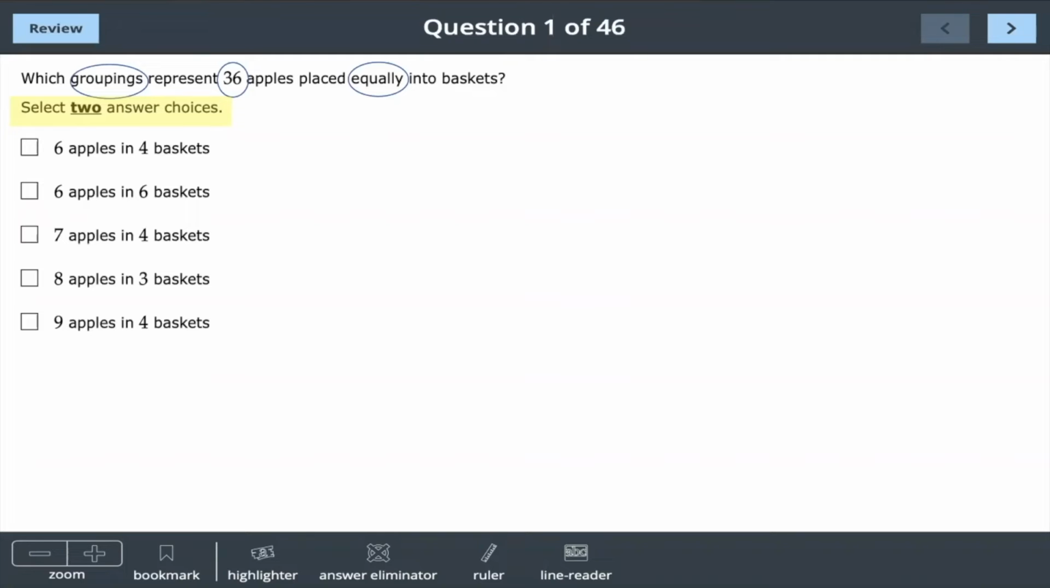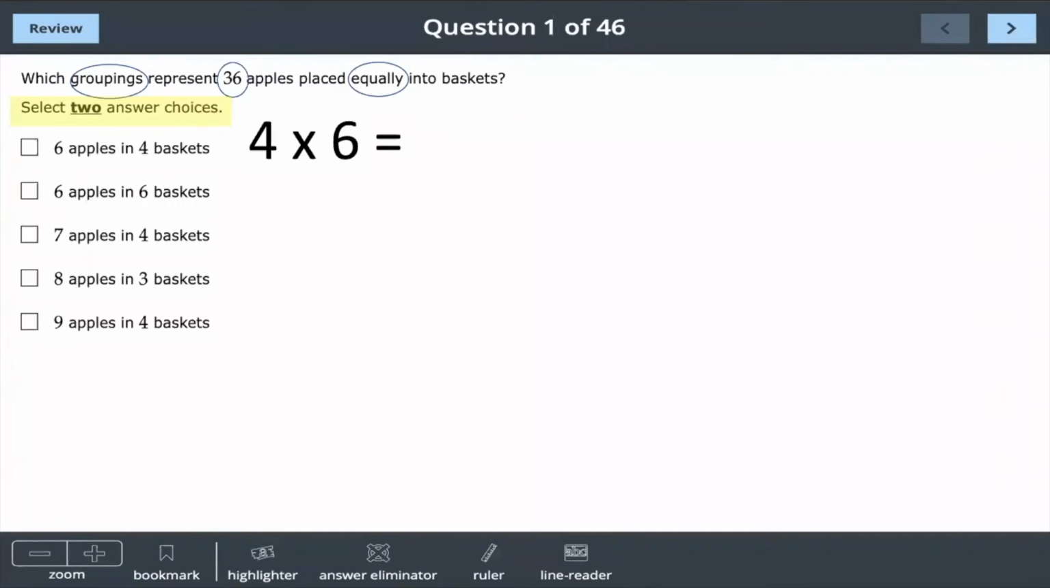After we have circled our keywords and key numbers, we must next understand what the question is asking us to do. From examining our keywords and key numbers, we are being asked which numbers can be multiplied to give us a product of 36. Let's look at the first answer choice. 6 apples in 4 baskets. We can write this as a multiplication problem of 4 times 6.